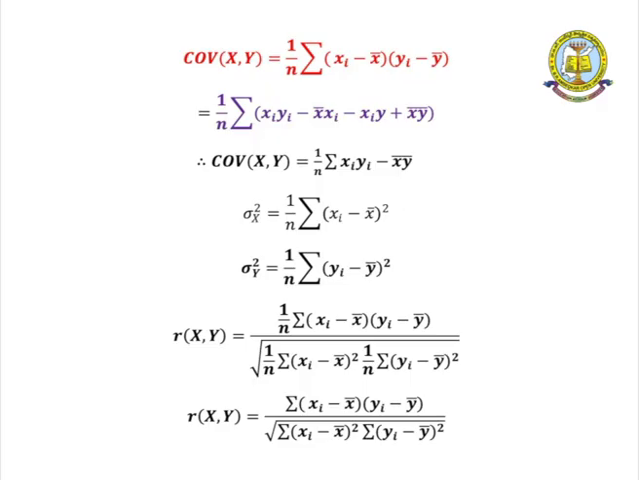Here, taking 1 by root n outside, the numerator has 1 by n and the denominator has root 1 by n into root 1 by n, which gives 1 by n, so the 1 by n in the numerator and denominator will be cancelled. Then we get the new formula: r of x comma y is equal to summation of (xi minus x bar) into (yi minus y bar), divided by the square root of summation of (xi minus x bar) whole square into summation of (yi minus y bar) whole square.